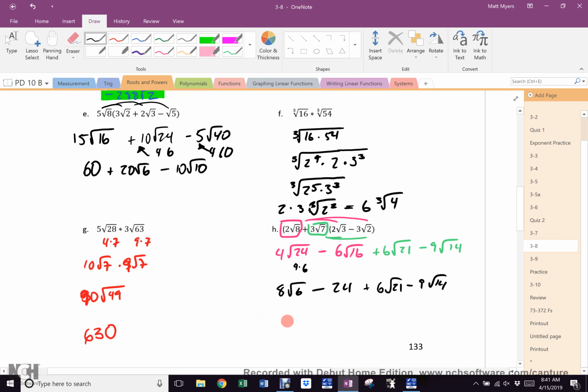So they would probably write 6 root 21 plus 8 root 6 minus 9 root 14 minus 24, because they would go down in descending radicals. Again, I don't care. I couldn't care less. Can everybody multiply?